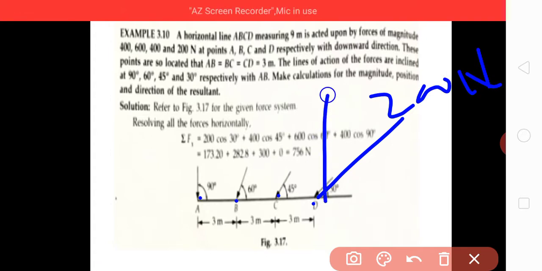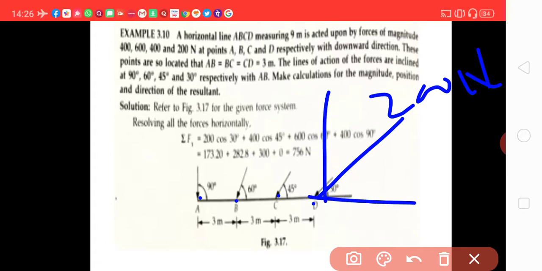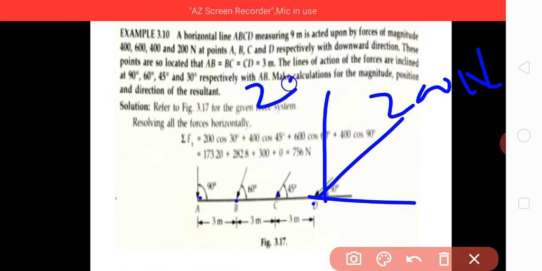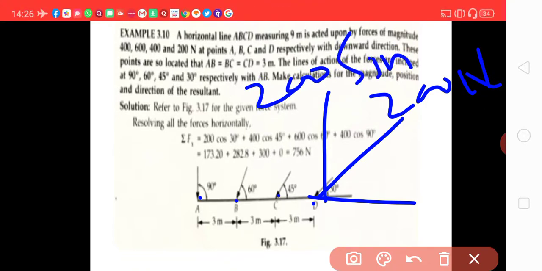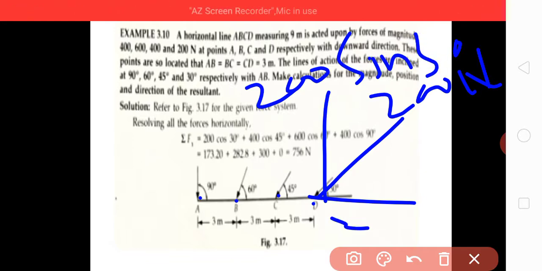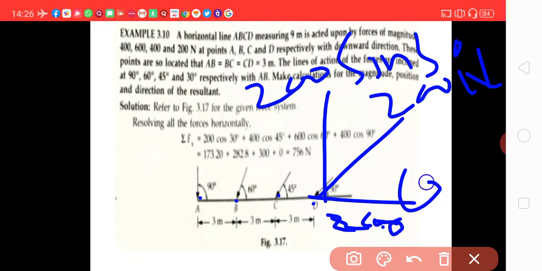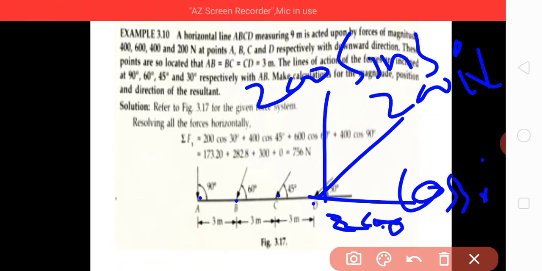It has two components, the vertical component and horizontal component. This is your 200 sin 30, this 200 cos 30.